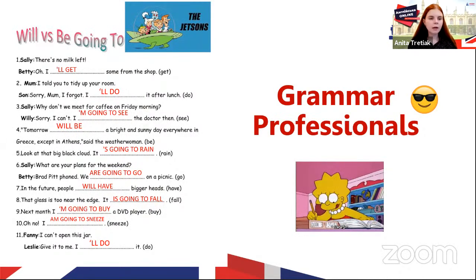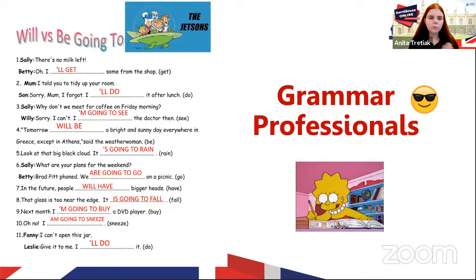Number 5, look at that big black cloud. It's going to rain. In this one, it's going to rain because you can see the big black cloud. So that is an evidence for your rain. Number 6, Sally, what are your plans for the weekend? Betty Brad Pitt phoned. We are going to go on a picnic. So for this one, we use are going to go because this is the plan for the weekend.